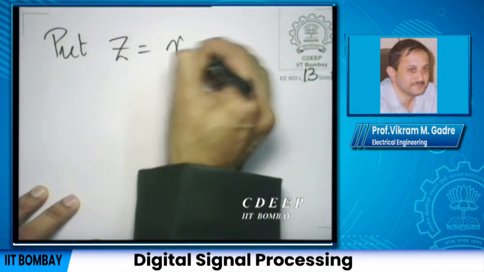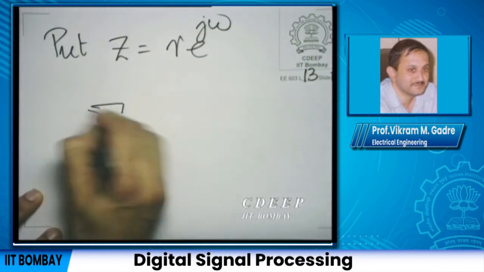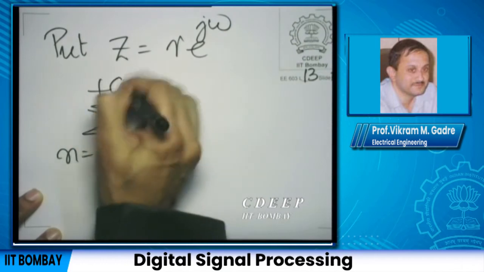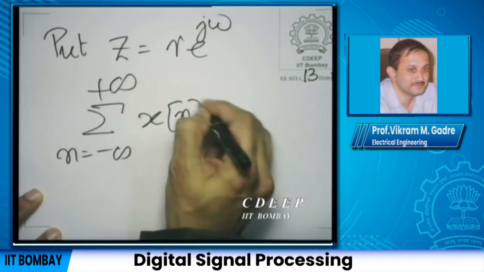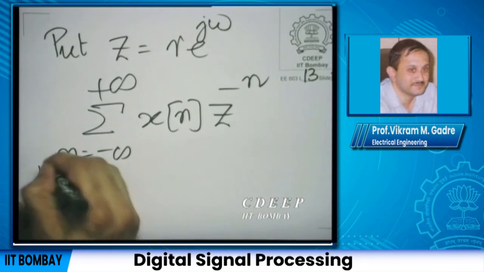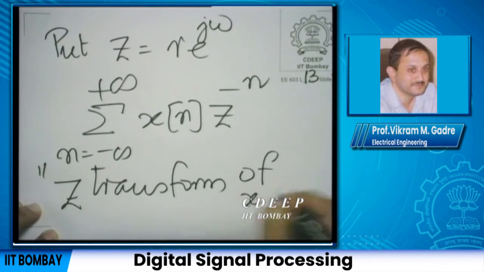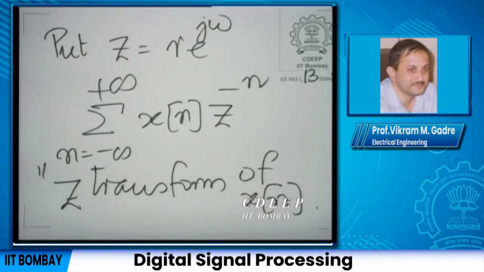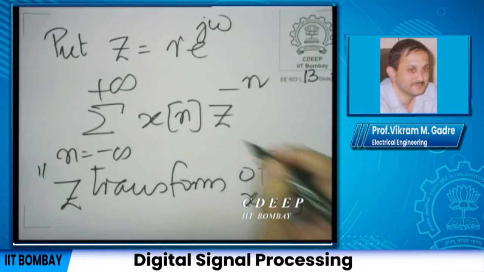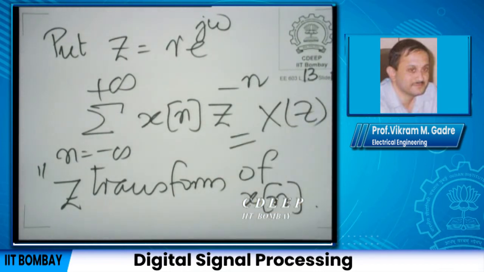Put z equal to r e raised to the power j omega. So, essentially we are saying consider the summation n going from minus infinity to plus infinity of x[n] z raised to the power minus n. We call this the z transform of x[n], and we denote it by capital X of z, for obvious reasons.